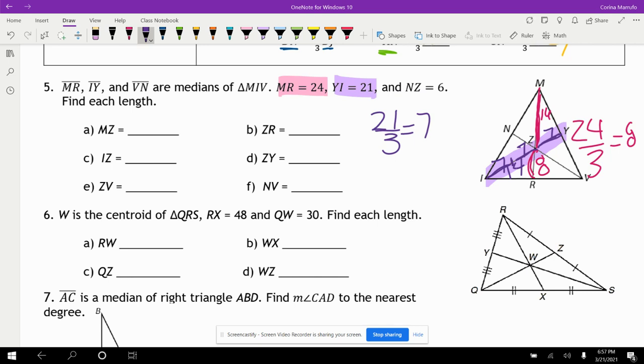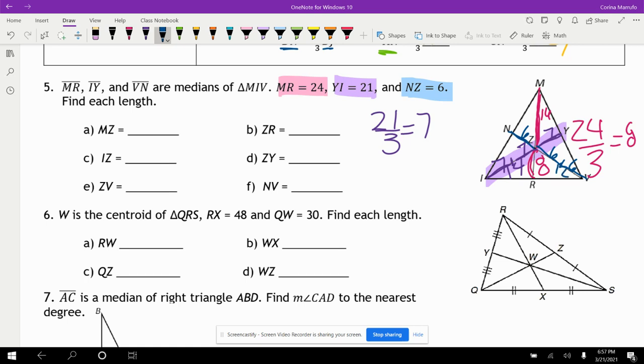And then the last section, they tell us that from N to Z is 6. So they only give us this little piece right here, which is 6. That means that this upper part, if I split it, one piece is going to be 6, the other piece is going to be 6, which the total thing is from Z to V.